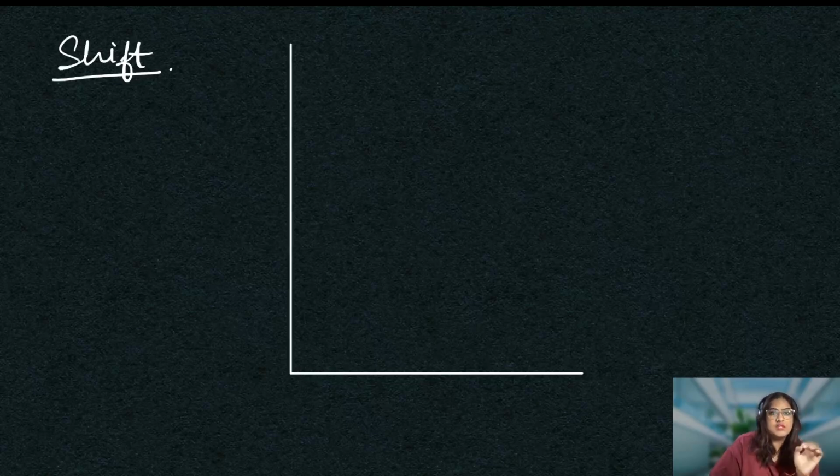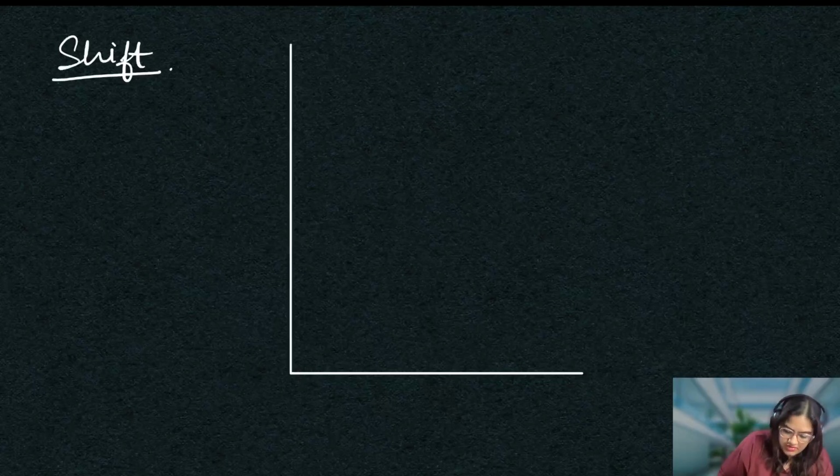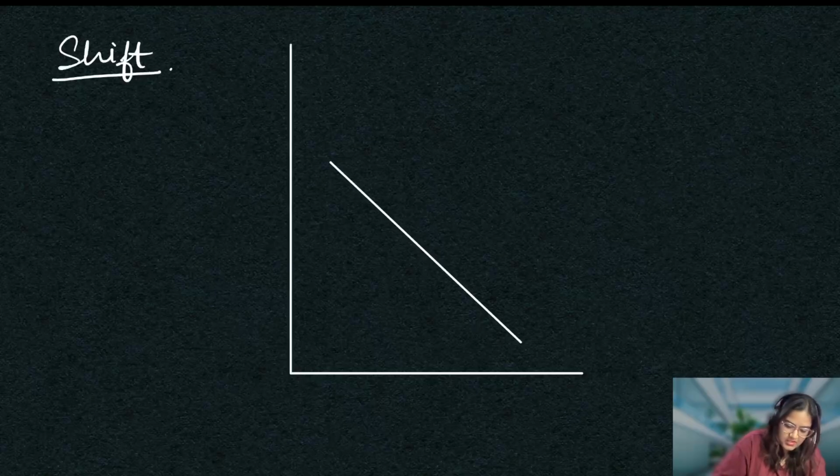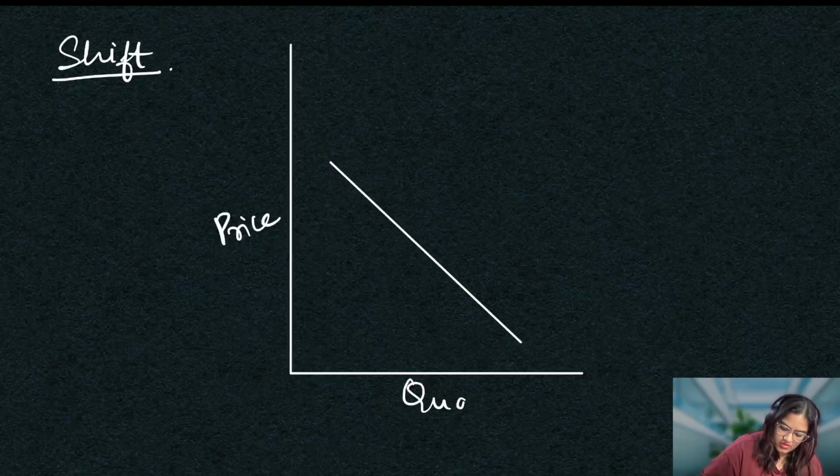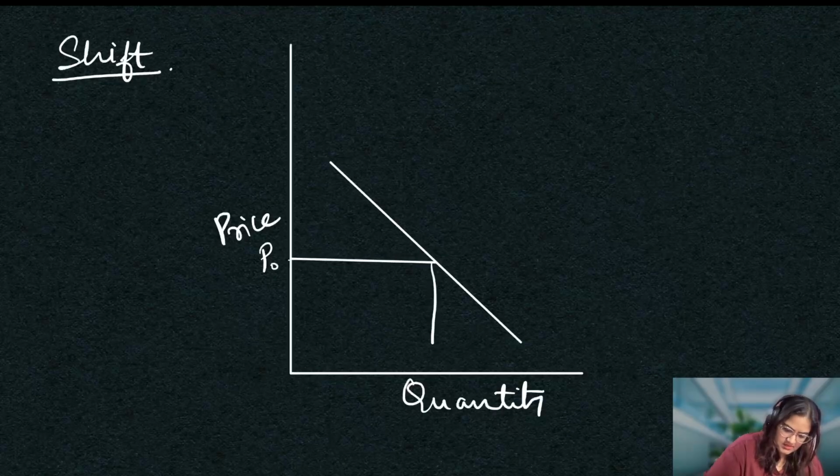So shift occurs when something other than the price of the product changes. Let's suppose that this is your demand curve. So in the demand curve, here we have the price, here we have the quantity. So at your initial price, this is where your price and demand are currently.